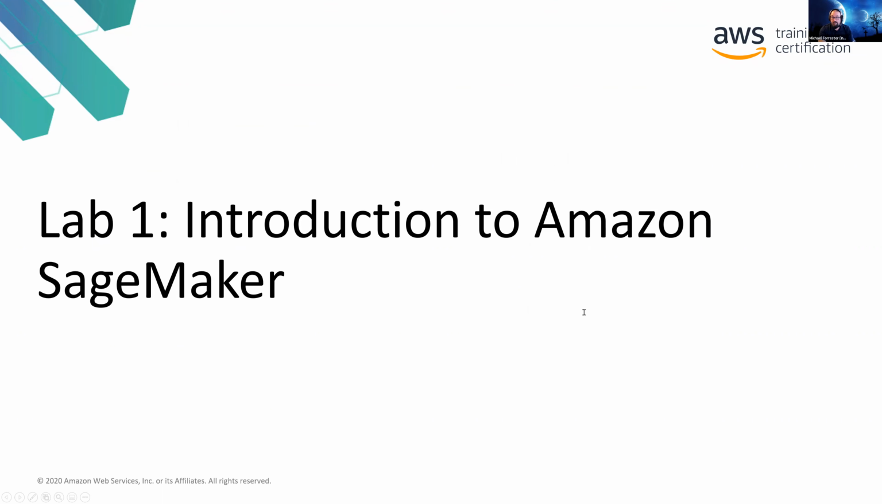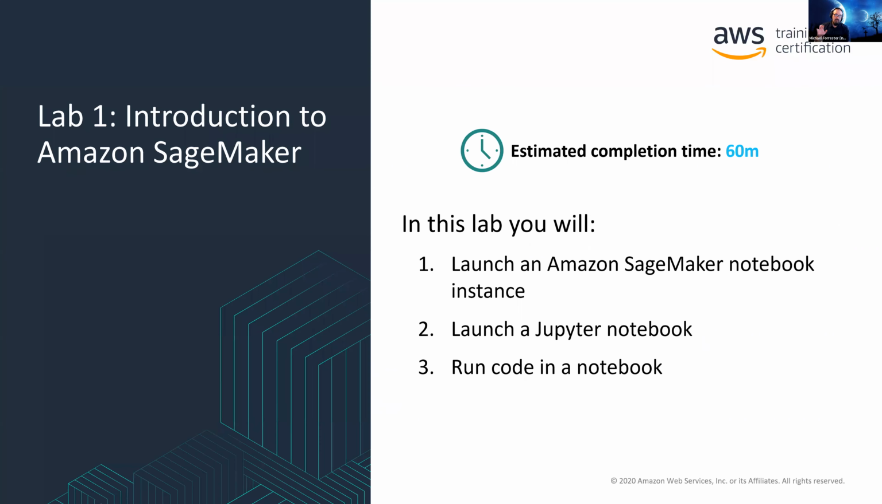Now we're on to lab 1. This is a 60-minute lab. You are going to launch a SageMaker notebook instance. You're going to run a Jupyter notebook, and you're going to run code in the notebook.